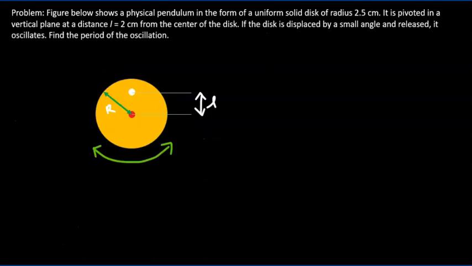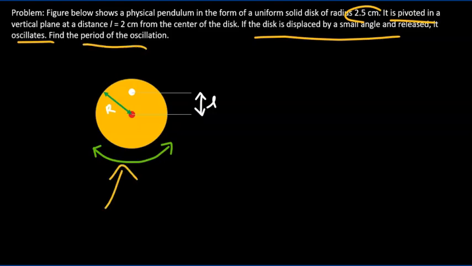Problem 2. Figure below shows a physical pendulum in the form of a uniform solid disk of radius 2.5 cm. So capital R is 2.5 cm. It is pivoted in a vertical plane at a distance L, 2 centimeters. So that is the pivot, and the distance between that pivot and the center of mass is 2 cm. If the disk is displaced by a small angle and released, it oscillates, like that. Find the period of the oscillation.